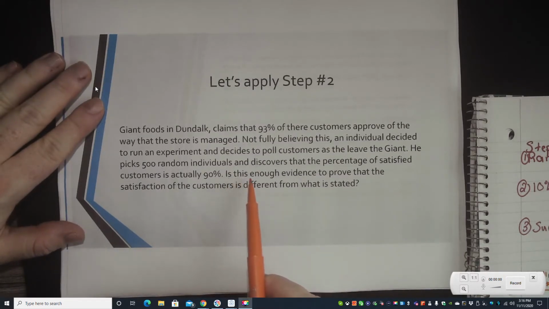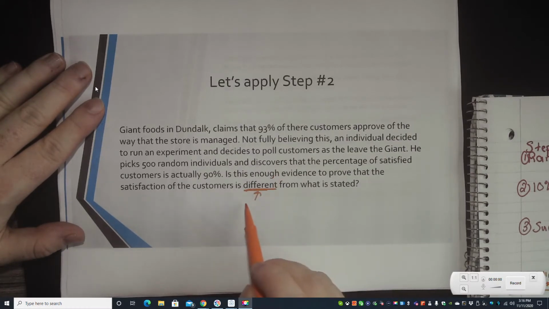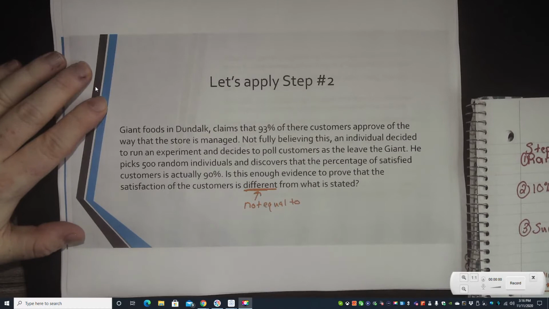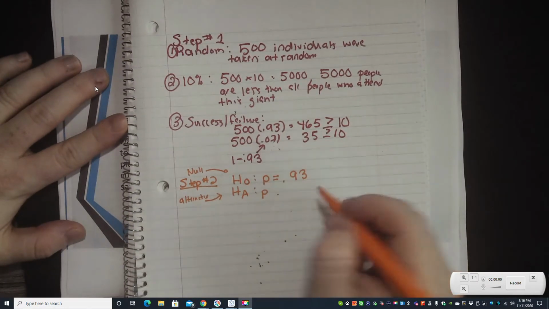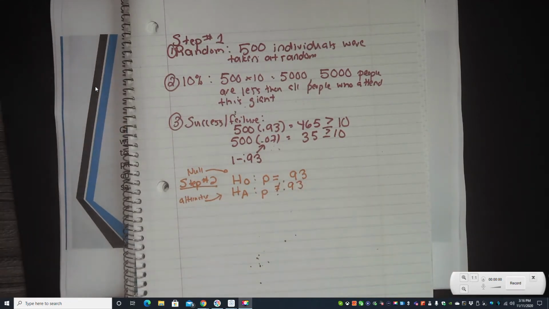It says, is this enough evidence to prove that the satisfaction of customers is different? And different is kind of a neutral word. It doesn't mean less than, doesn't mean greater than. It means not equal to. So we're going to say this is not equal to 0.93. And that is my step 2.